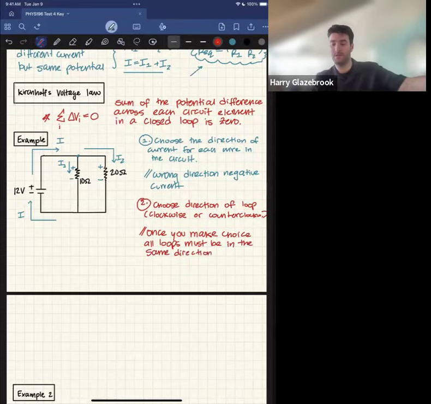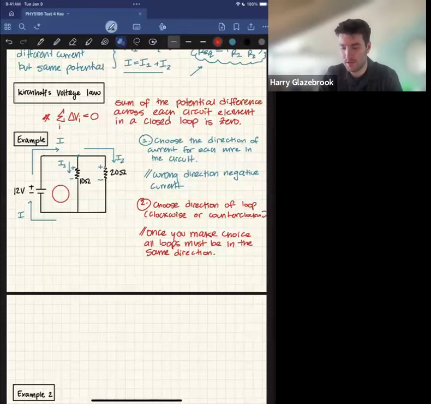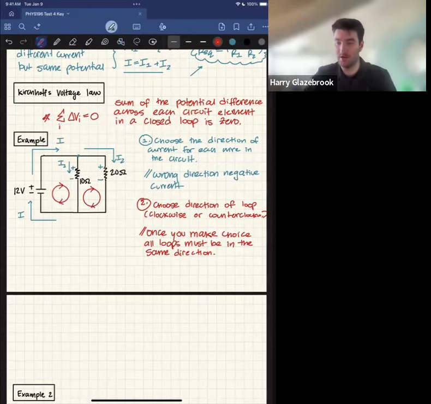Cool. So it doesn't matter which way I choose, clockwise or counterclockwise. For me personally, I'm just going to go clockwise because I feel like it. So I'm going to draw my loops. I'm going to say we're going clockwise for both. And there we go. So now everything is set up.